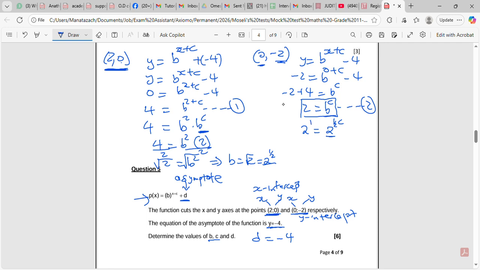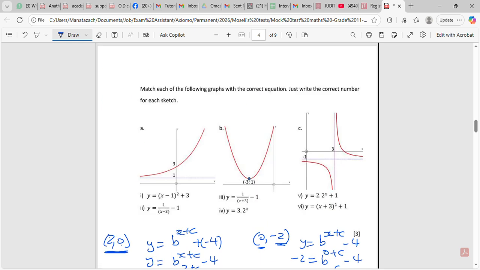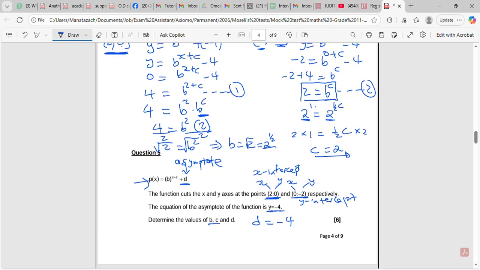So I can manipulate these and say, since the bases are the same on both sides, I can just drop them. So I'll have 1 is equal to 1 over 2 times c. And then I can multiply by 2 both sides of the equation. Then I will get c is equal to 2. So that's it. Now let's just summarize our information. What we found is b is square root of 2, c is 2, and d is -4. So that's for 6 marks.